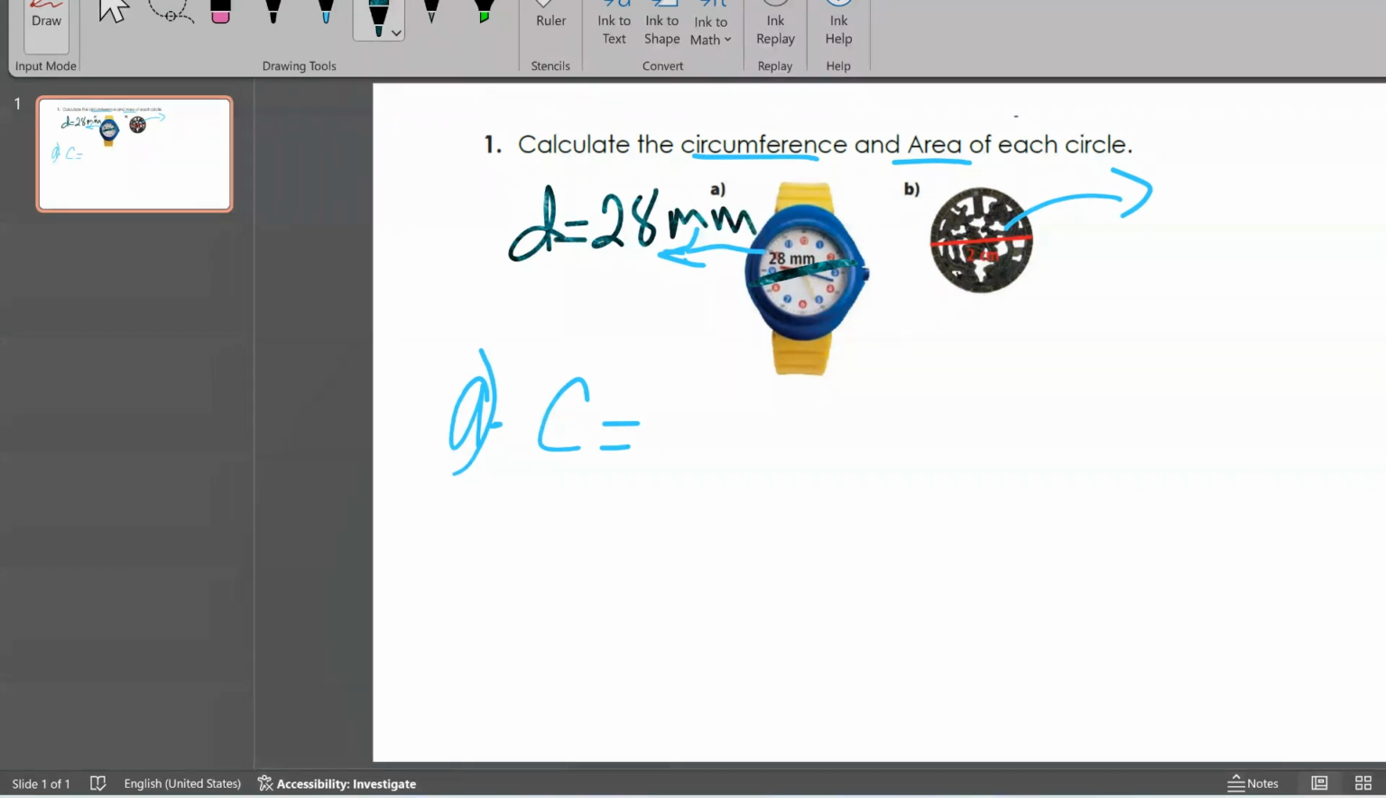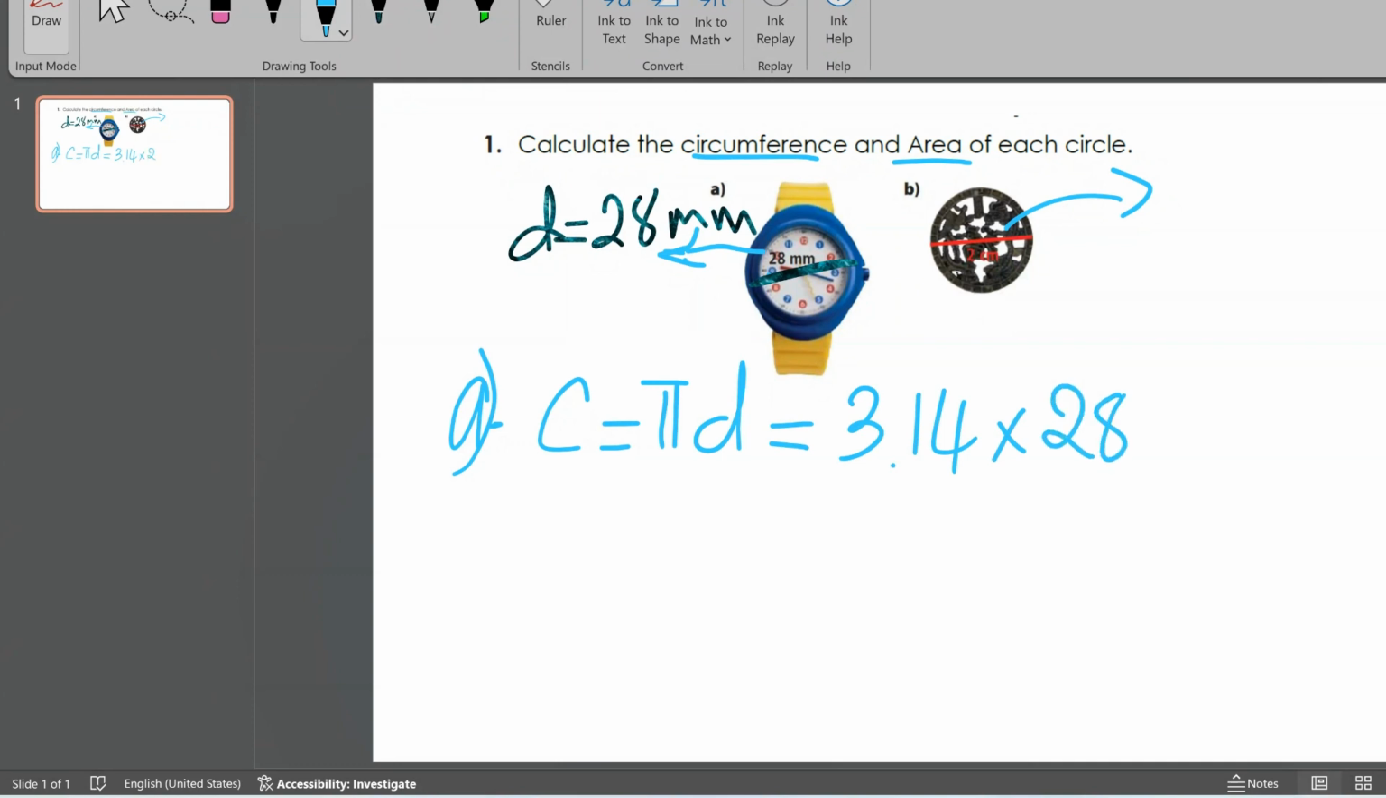What is the formula to find the circumference when we are given the diameter? Pi times diameter. So pi is 3.14. Diameter is 28, which was given here. So the result is 87.92 millimeters. So I think you are correct for number one A. Oh yay! Okay, so number one A is correct.